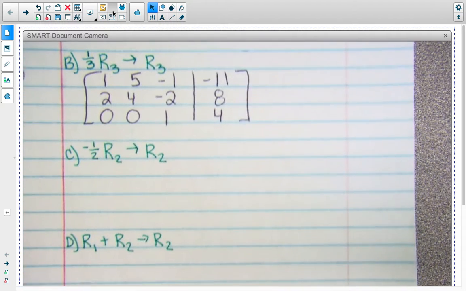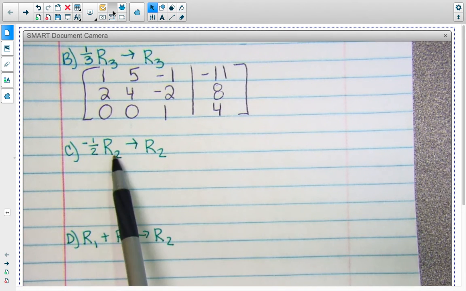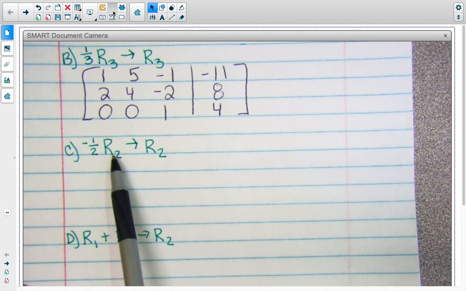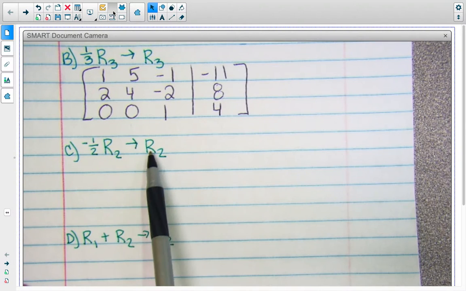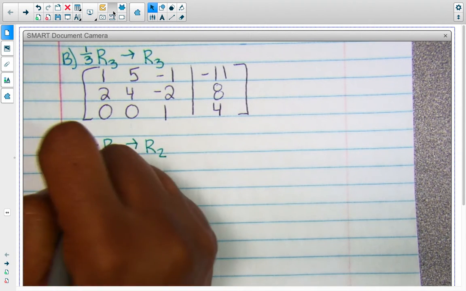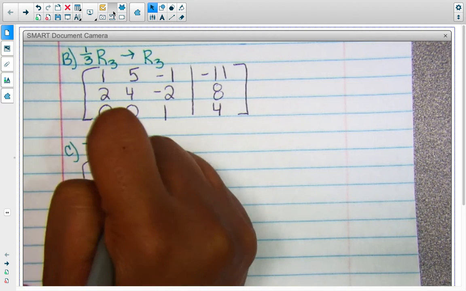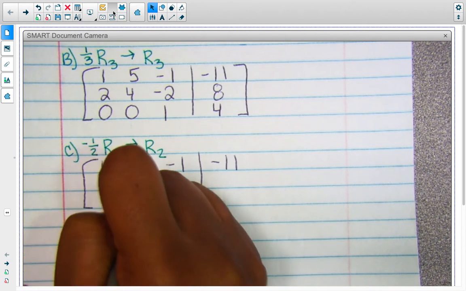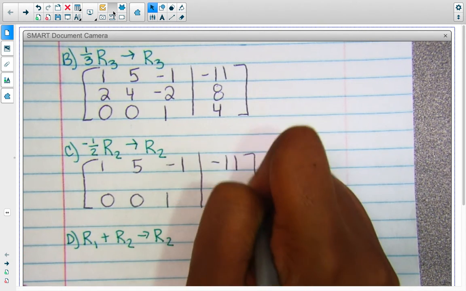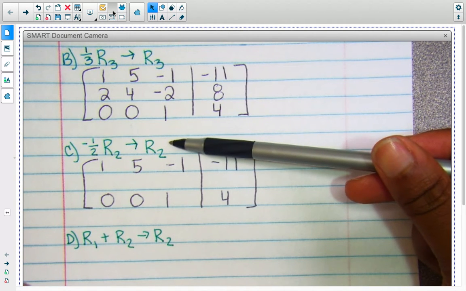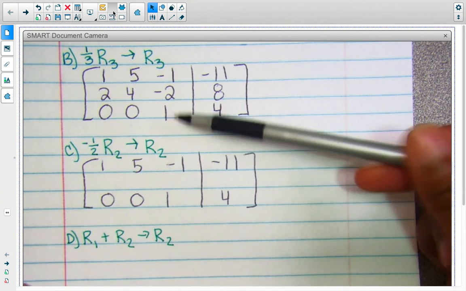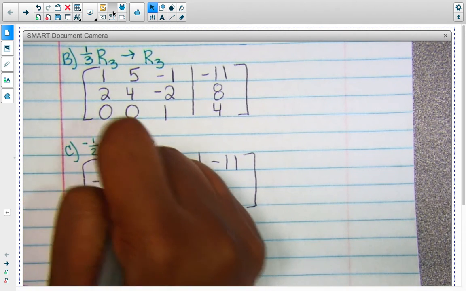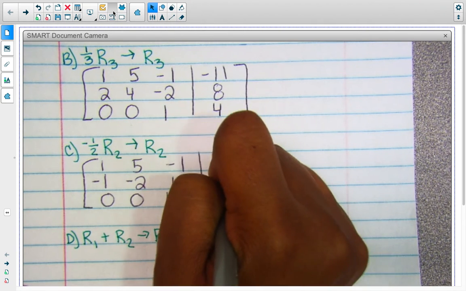Part C. Now I'm going to take everything in row 2 and multiply by -1/2. Take everything in row 2, multiply by -1/2, and put your final answer in row 2. So I'm doing nothing with row 1 and nothing with row 3. The only row that I'm doing something with is row 2, and I'm going to multiply by -1/2. So take half of all of these numbers. When I do that, that's going to give me -1, -2, 1, and -4.